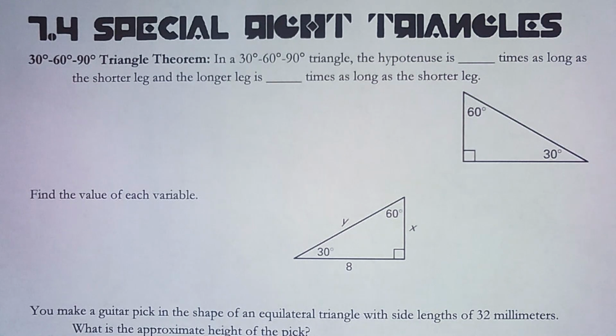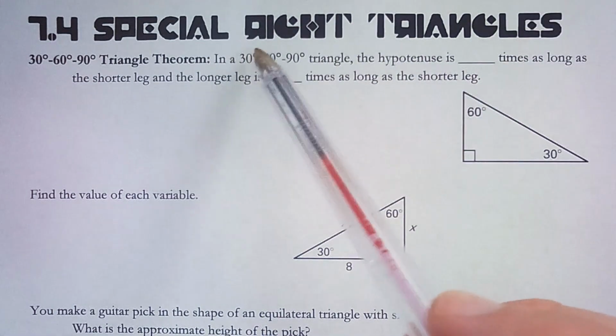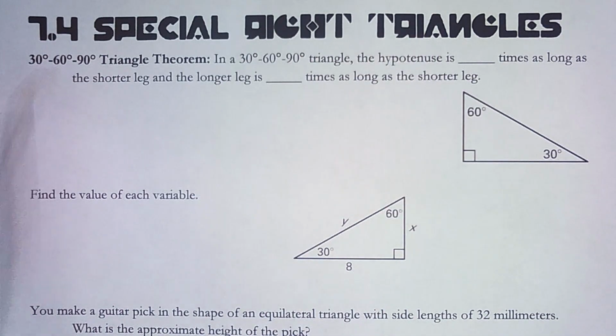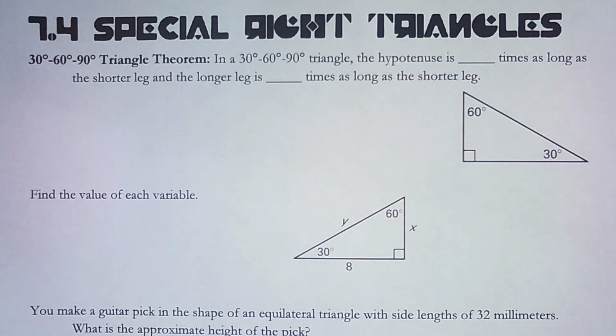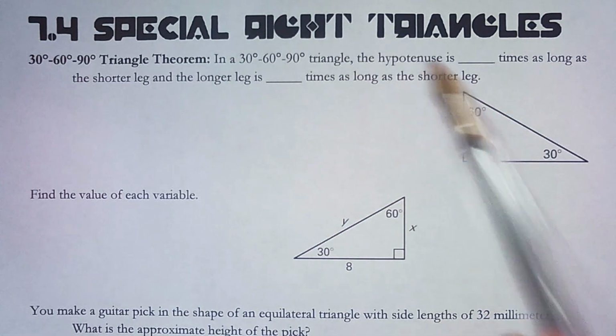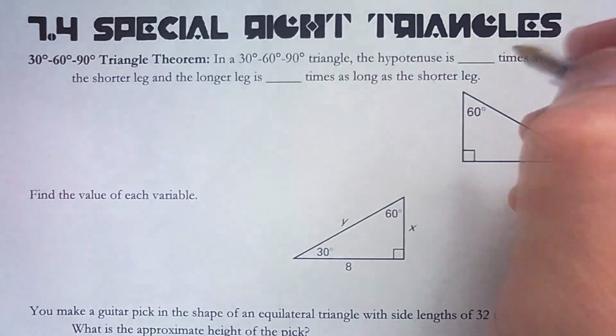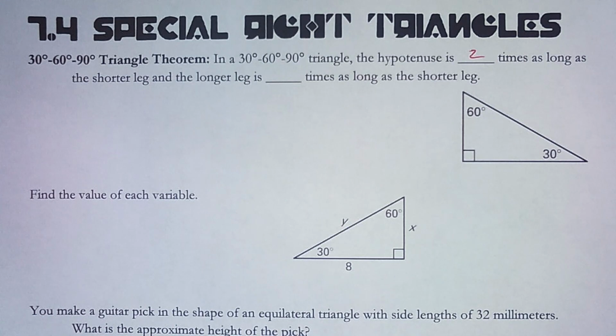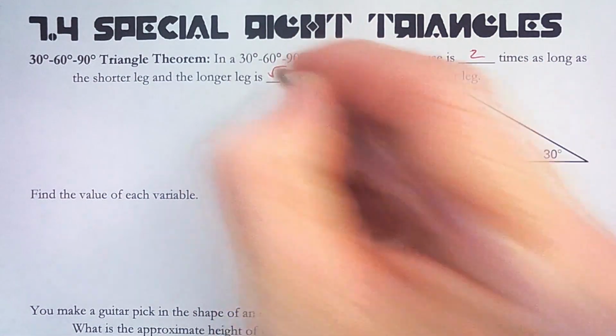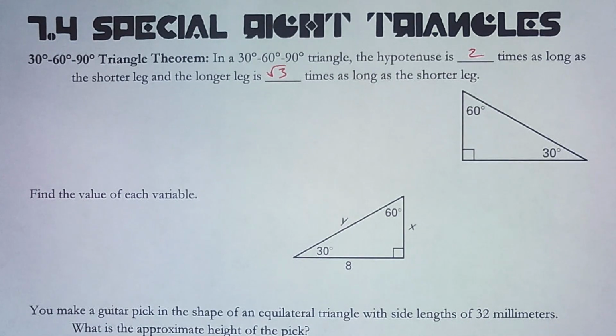Welcome back, guys. Today we are going to continue our lesson on special right triangles, and today it's about the 30, 60, 90 right triangle. So we've got angles of 30 degrees, 60 degrees, and 90 degrees. Okay, so in a 30, 60, 90 triangle, the hypotenuse is 2 times as long as the shorter leg, and the longer leg is the square root of 3 times as long as the shorter leg.